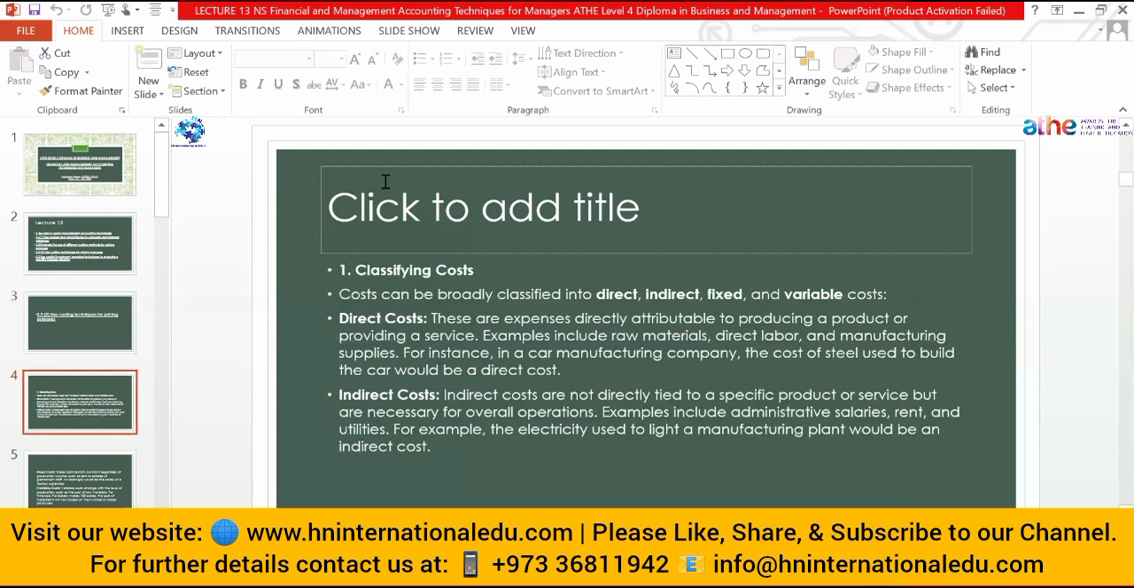Direct cost. These are the expenses directly attributable to producing a product or providing a service. For example, raw materials, direct labor, and manufacturing supplies. In a car manufacturing company, the cost of the steel used to build the car would be a direct cost. That is, all the costs which are directly related or associated with the making or the production of the product are known as direct cost. They are all known as direct costs, like raw material, each and everything going into making or manufacturing the product.